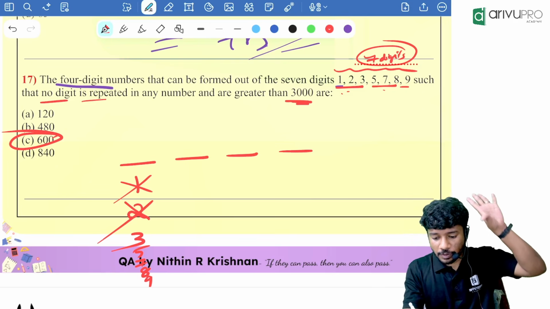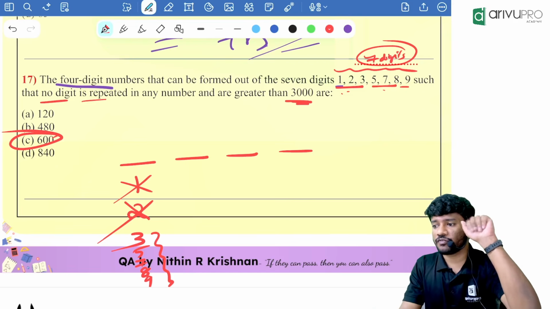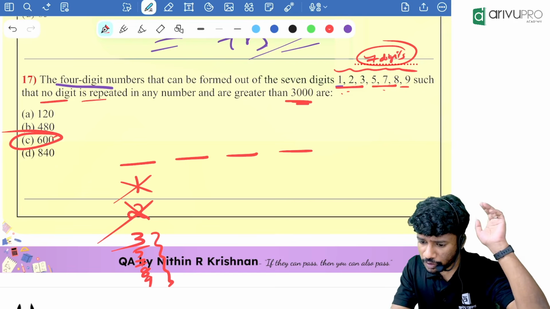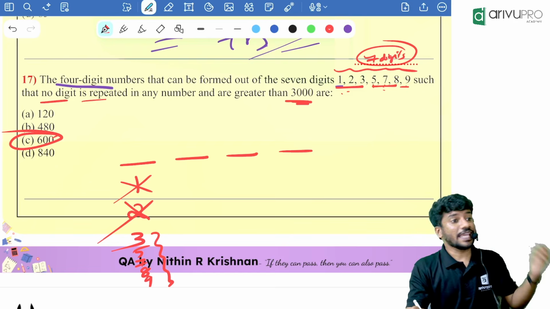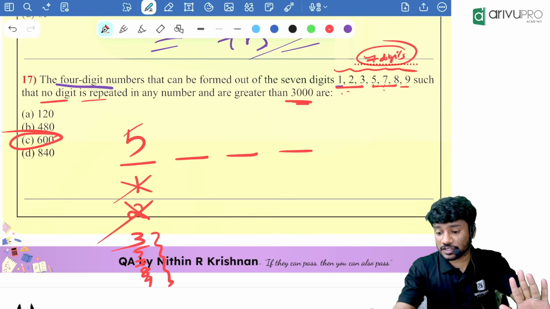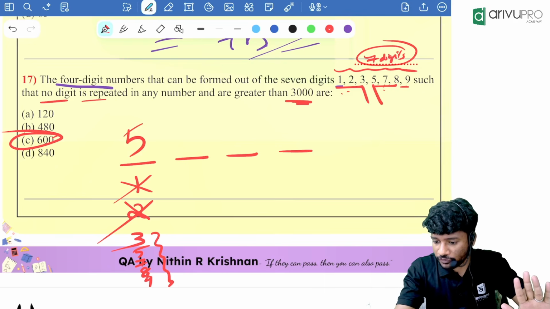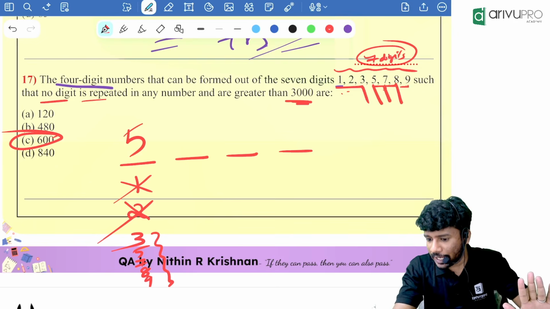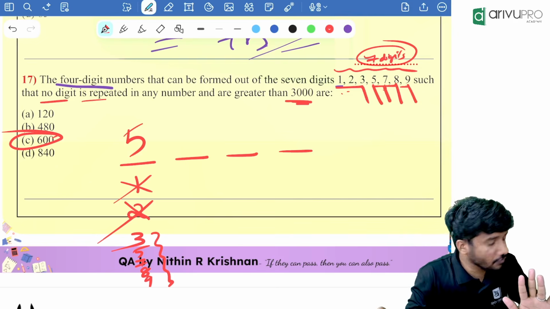That means how many people are possible to sit over there? How many were there? 5, 7, 8, 3, 5, 7, 8, 9. That means any of the 5 digits can sit there. Either 3 or 5 or 7 or 8 or 9 can sit in the first place.